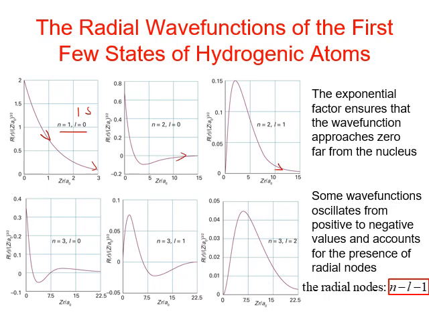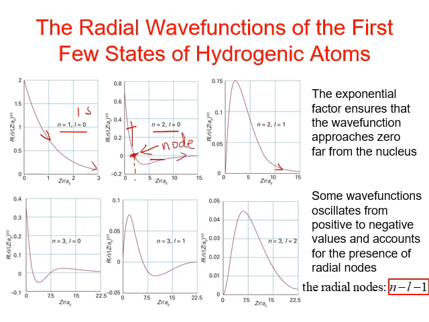from the nucleus. For the second wave function, n equals 2, l equals 0, the radial wave function is positive at first, and then changes sign and becomes negative. At a certain distance, the wave function becomes 0, and this distance is called a radial node.